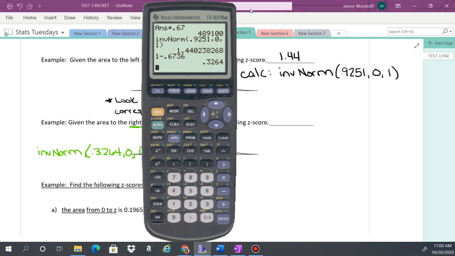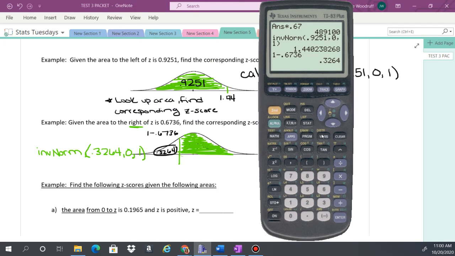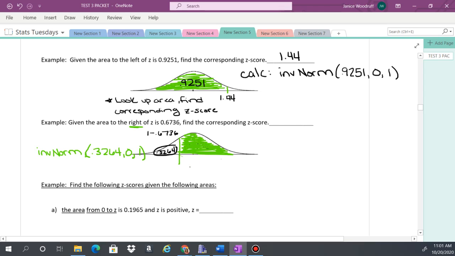So second, distribution, inverse norm, 0.3264. Again, I'm doing that because I want the area to the left after it's given me the area to the right. And then 0, 1. That's going to give me a z-score of negative 0.4498. That's going to round to 0.45. So negative 0.45.